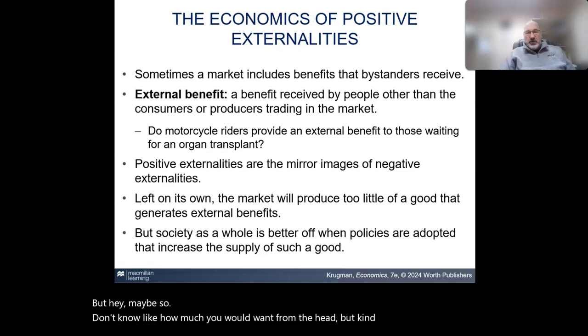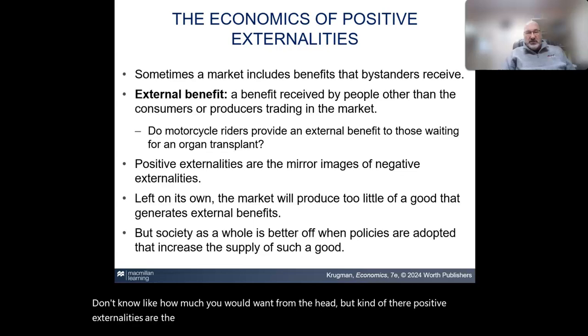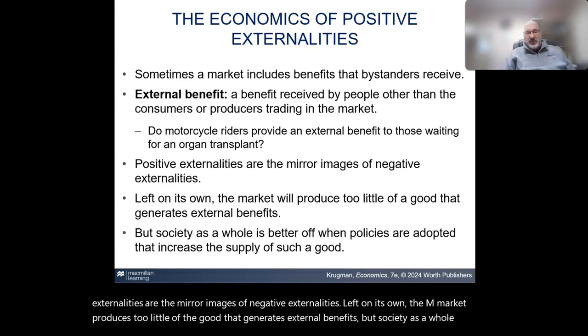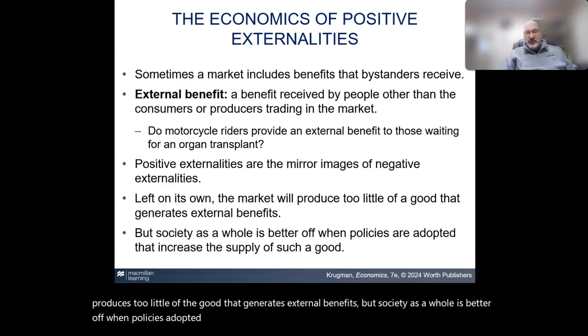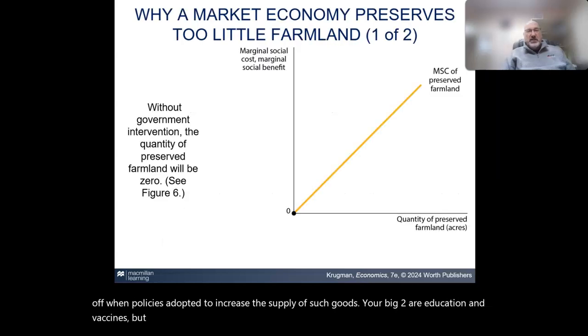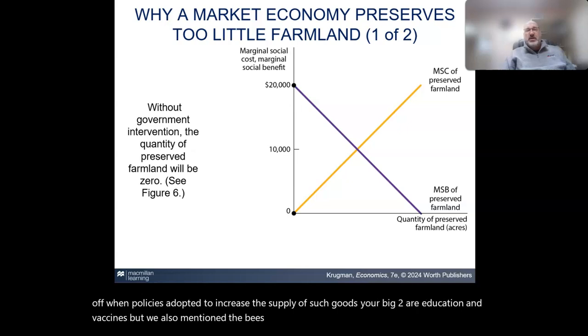Positive externalities are the mirror images of negative externalities. Left on its own, the market produces too little of the good that generates external benefits, but society as a whole is better off when policies are adopted that increase the supply of such goods. Your big two are education and vaccines, but we also mentioned the bees. That's another one that happens a good bit.